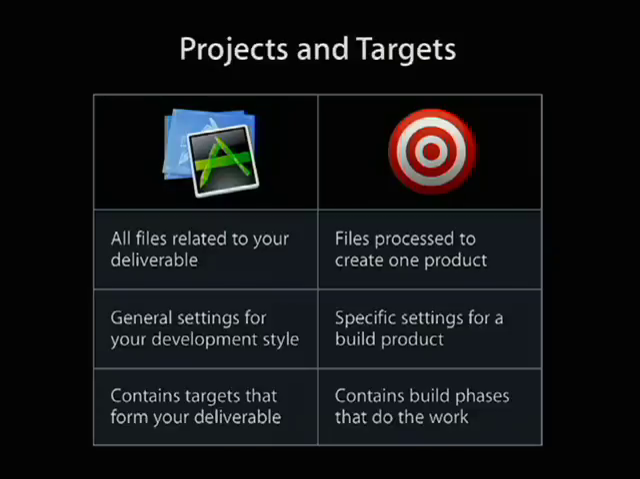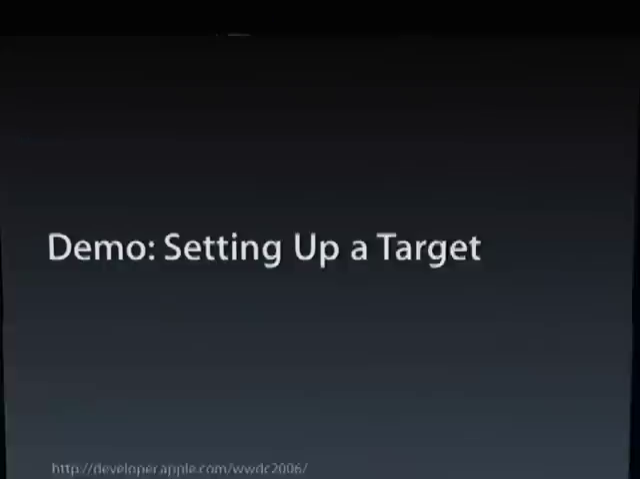Your project also contains general settings that you're going to use for all of your development, for everything for this deliverable. A target contains the settings that are specific to that one target. And the project contains all the targets that you're going to use with that project. Likewise, a target contains a series of build phases which process your files. If this sounds a little confusing, let's go to a demo and show you what I mean.